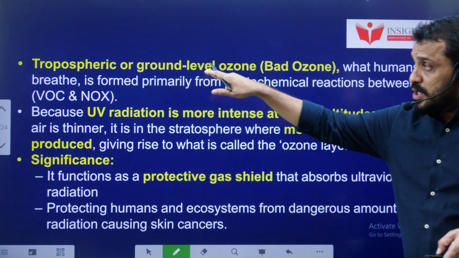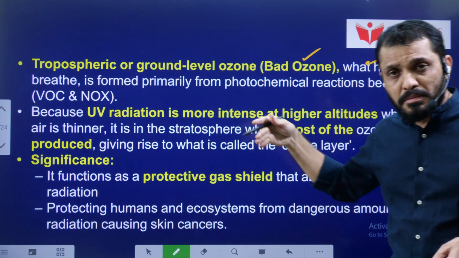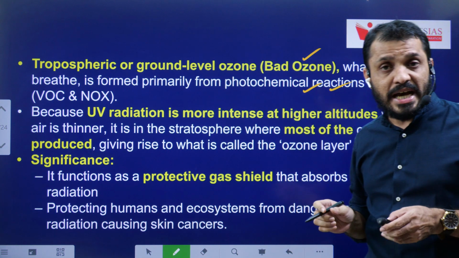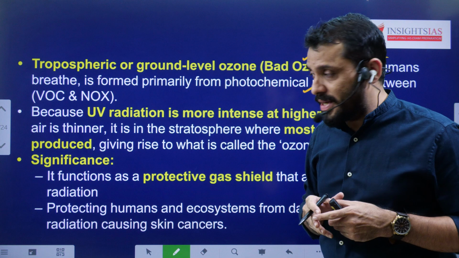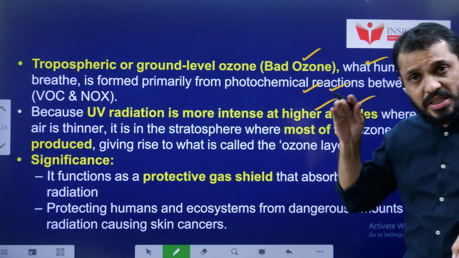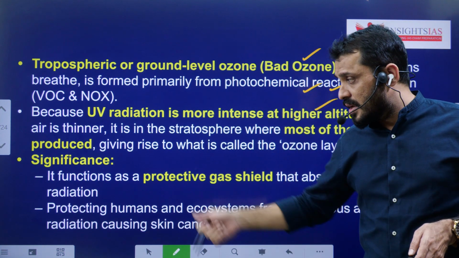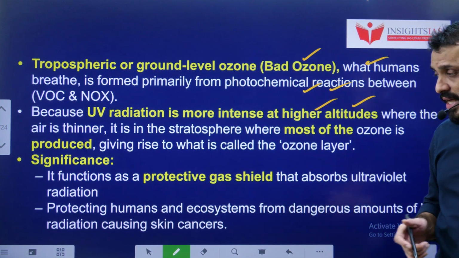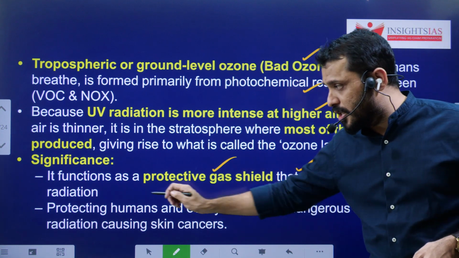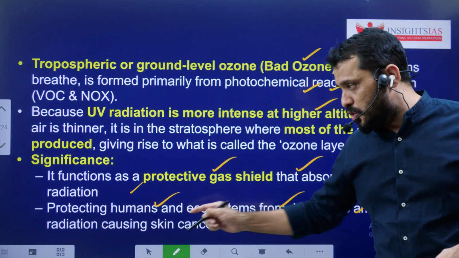And the tropospheric or ground level ozone is bad ozone because humans breathe this ozone, and it is formed primarily from photochemical reactions, and it is not good for human health. Because UV radiation is more intense at higher altitude, the ozone layer present in the stratosphere is more significant to human life. The significance of this ozone layer, like we discussed, is that it acts as a protective gas shield that absorbs the UV radiation, and it protects humans and ecosystems from dangerous amounts of UV radiation.